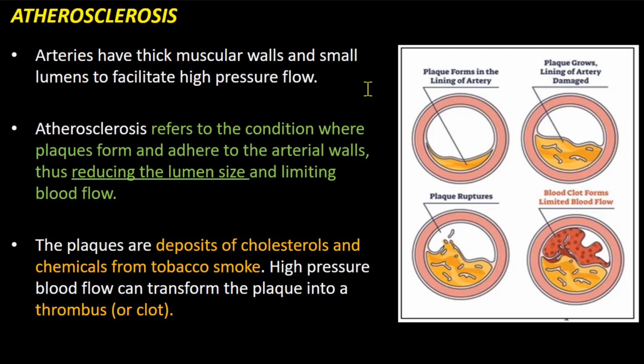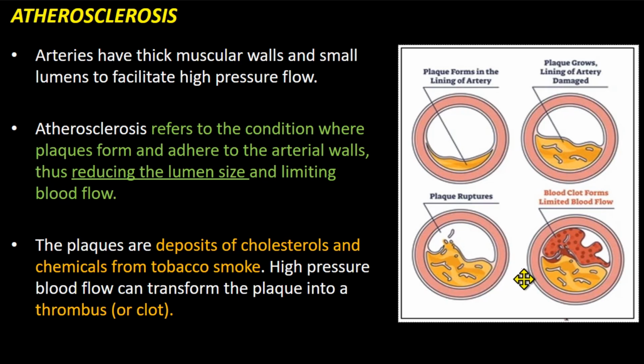So let's look at atherosclerosis. So arteries have thick muscular walls and small lumens that facilitate high pressure flow. Atherosclerosis now refers to the condition where plaques form and adhere to the arterial walls, and this will thus reduce the lumen size. Remember, the lumen is the passageway of the blood, and this would limit blood flow. So what these plaques are made up of are deposits of cholesterol and chemicals from tobacco smoke.